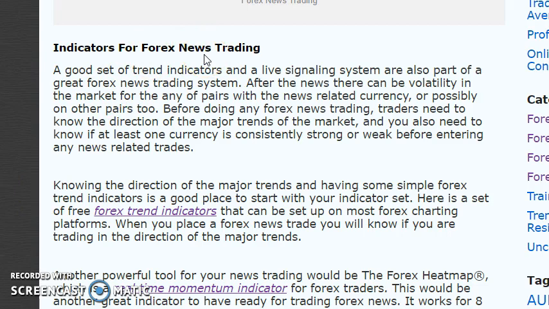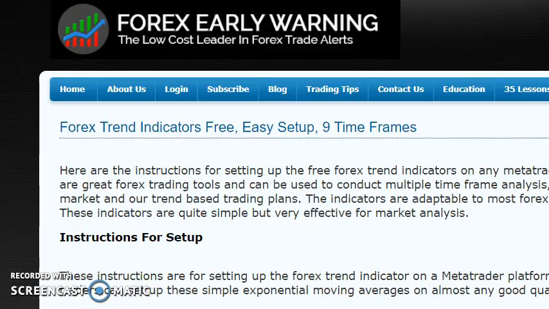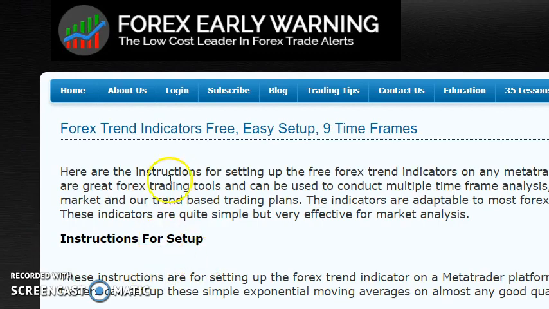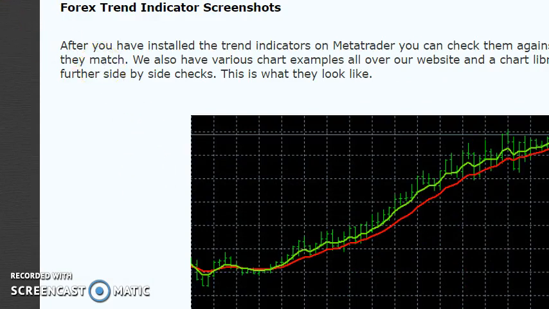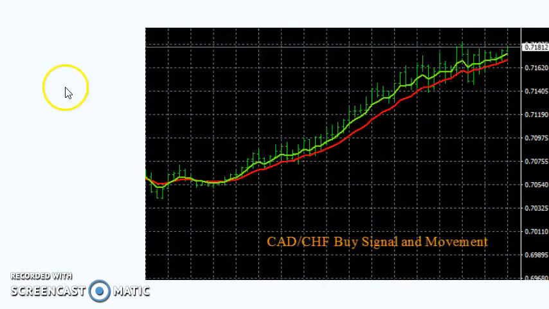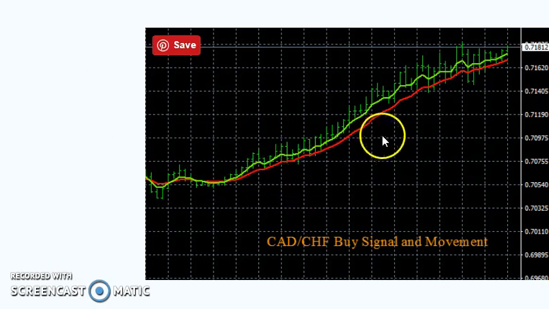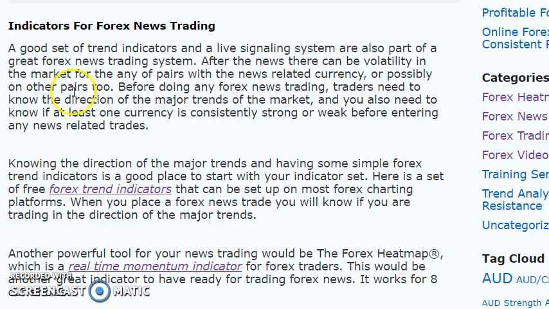Now you've got to know how to set up your indicators. So we use some trend indicators, some simple exponential moving averages. If you click on that link right there, it'll take you to this page, and we will show you how to set up these exponential moving averages. Here are the exact instructions, and this is what they look like on your trading platform. It's just simple exponential moving averages, and you set them up across 28 pairs. Okay, so that's your first indicator.